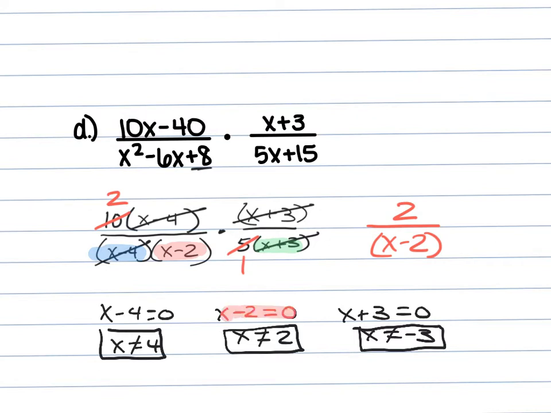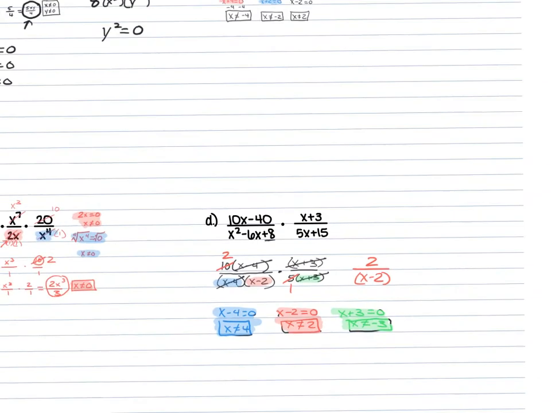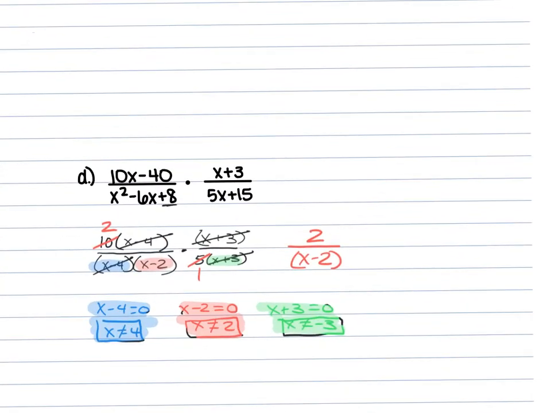And here's where they came from. There's the red highlighted one, the blue highlighted one, and the green highlighted one. That's where they all came from. They came from the denominators. So on to my answer, here is the factored version. What x is not allowed to be is x cannot equal 4, x cannot equal 2, and x cannot equal negative 3.